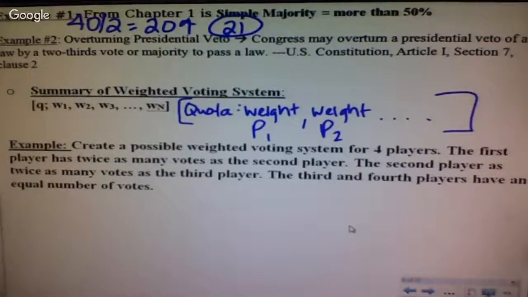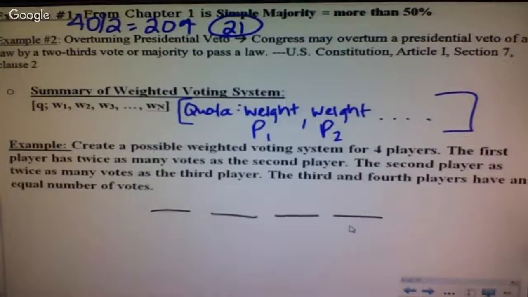The last example on this page: we want to try to create a possible weighted voting system for 4 players. So in other words, I'm going to need 4 numbers: player 1, player 2, player 3, player 4. It says your first player has twice as many votes as the second player, the second player has twice as many votes as the third player, and the third and fourth player have an equal number of votes.